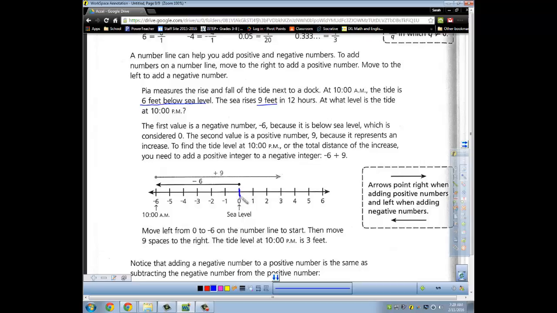So we're going to start at 0, which is at sea level, so always start at 0. Since it said it went 6 feet below, we're going to go 6 feet to the left because those are numbers going down, they're turning negative. So I'm at negative 6 right now. Then it says it rises 9. So since it's rising, we're going to go to the right. So move 9 spaces to the right, which will take me to 3. So after 12 hours, the sea level would be at 3 feet.